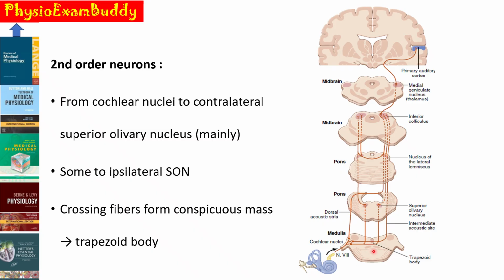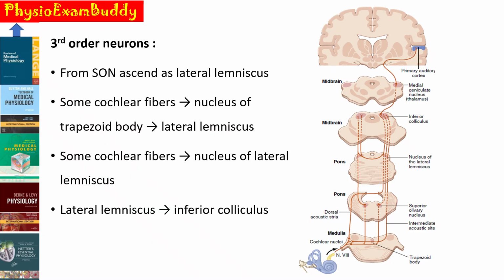And you can see here that in the medulla, these crossing fibers form a conspicuous mass which is known as the trapezoid body. So up to the superior olivary nucleus in the pons, the fibers belong to the second order neurons, that is, from the cochlear nuclei to the superior olivary nucleus forms second order neurons.